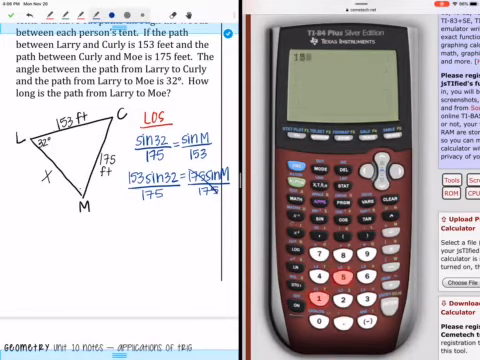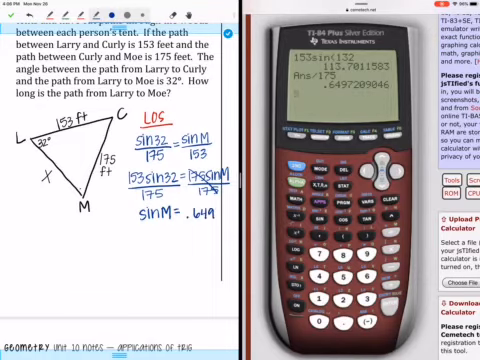So in our calculators, we've got 153 sine 32, divide that by 175. Now that decimal that we get is equal to the sine of m, not angle m. So to find actual angle m, we have to do inverse sine of that decimal. So in our calculators, second sine, 0.6497, rounded to the nearest degree, angle m would be 41 degrees. Okay? So now in this case, we're still not done.